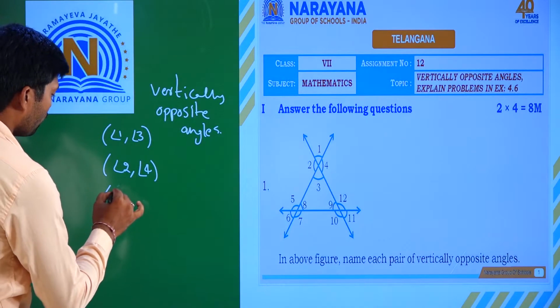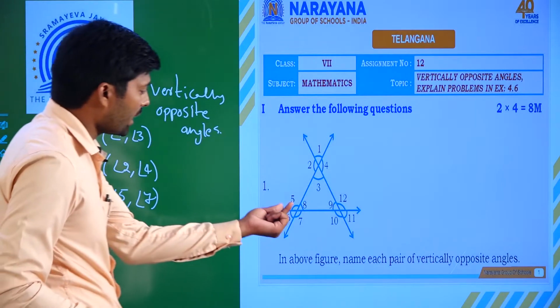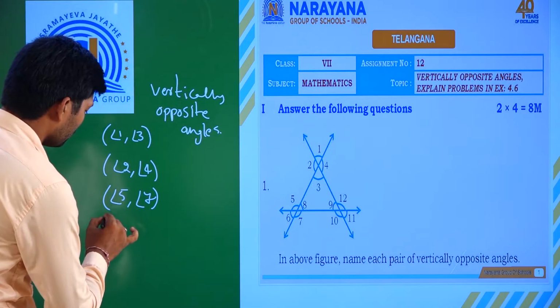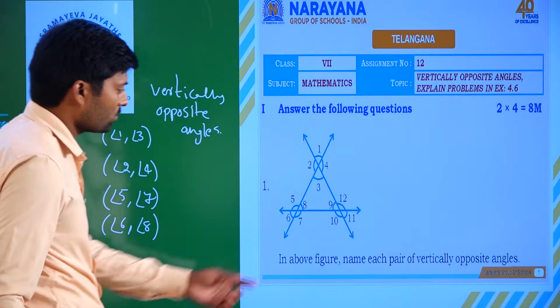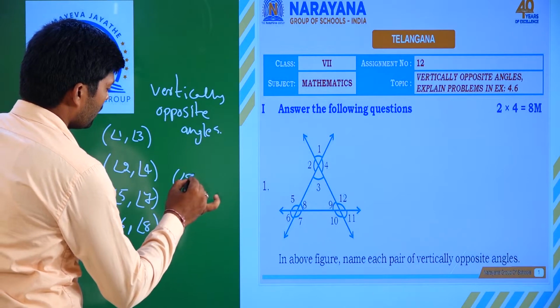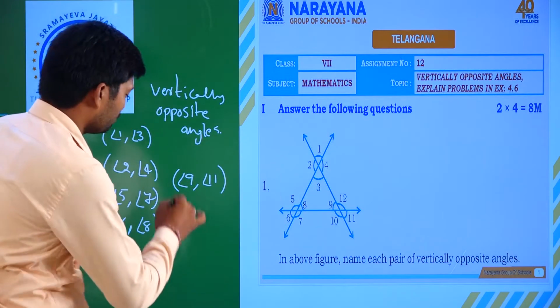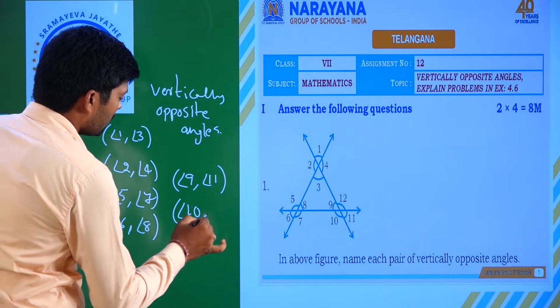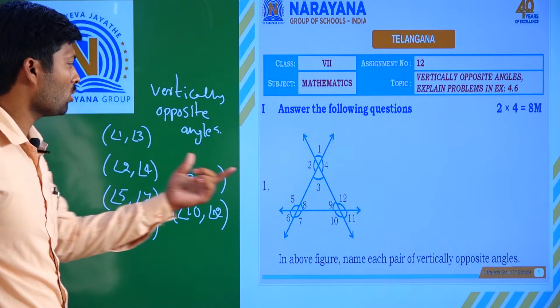Angle 5 and angle 7. Next, angle 6 and angle 8. Next, angle 9 and angle 11. Then angle 10 and angle 12. So these are the 6 pairs of vertically opposite angles.